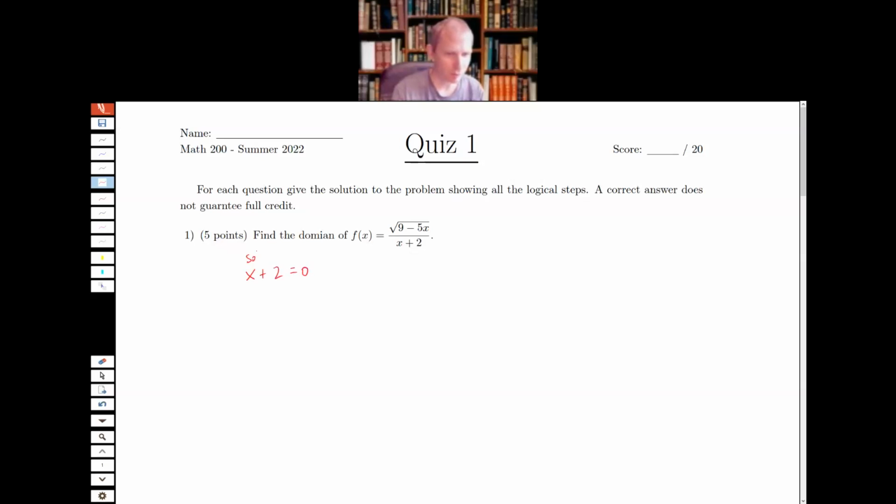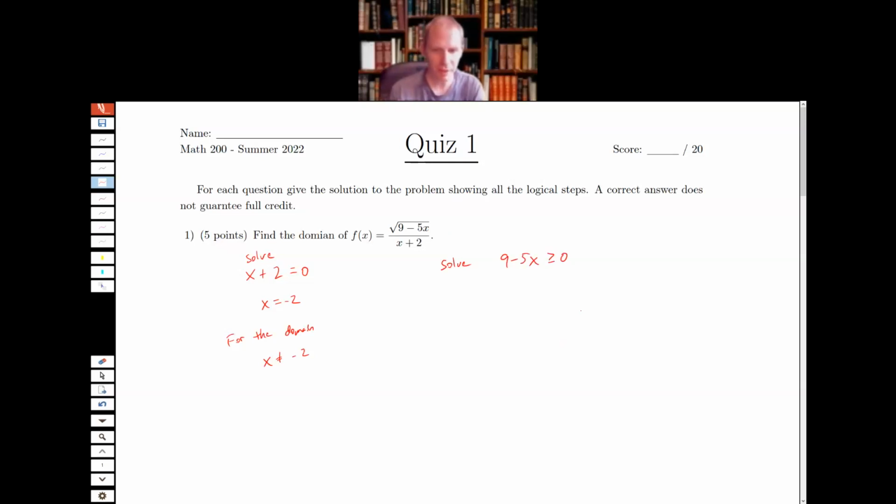We want to solve x plus 2 equals 0. So when x equals negative 2, we have a problem. So for our domain, x is not allowed to be negative 2, right? The other place that we could have a problem is if we took a square root of a negative. So what I wanted to do is figure out where the inside of the square root, 9 minus 5x, is not a problem, right? Is not negative.